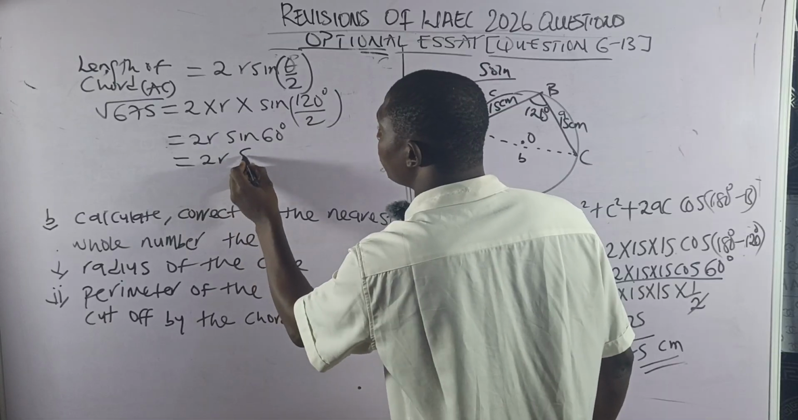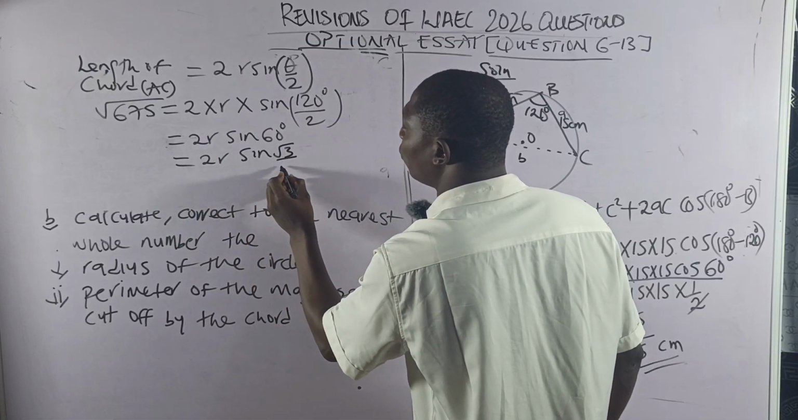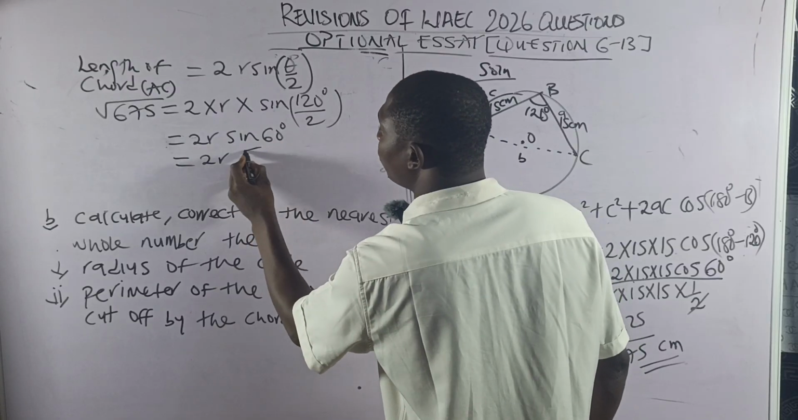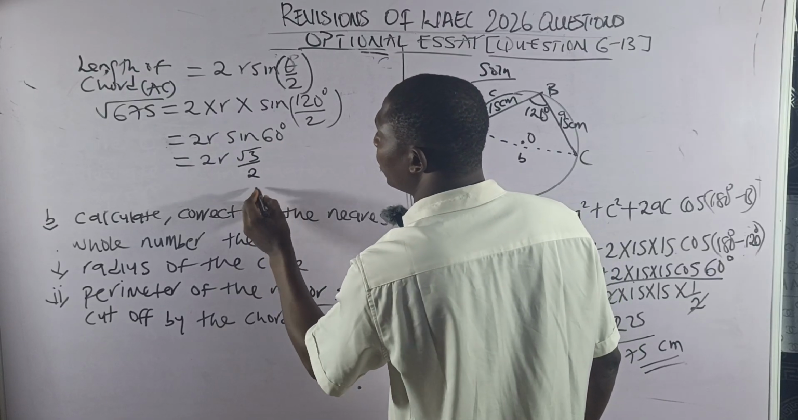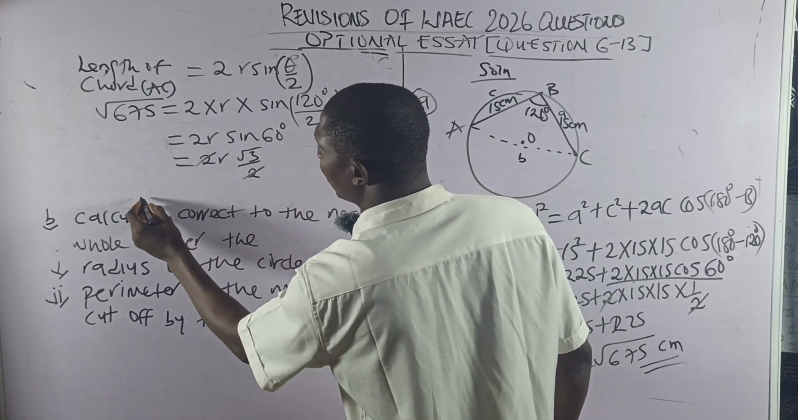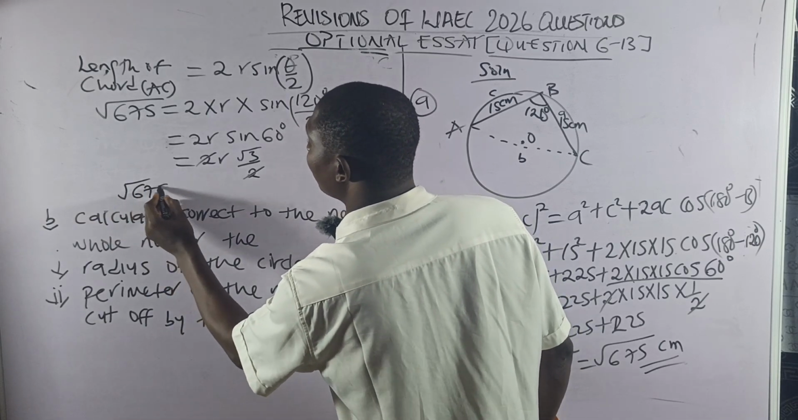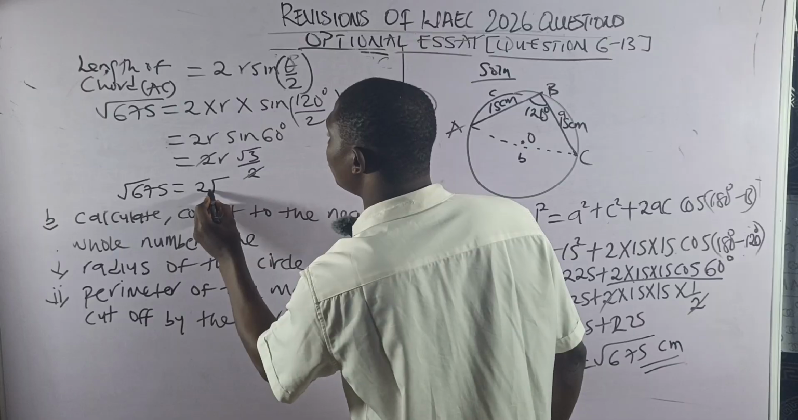But sine 60 is root 3 over 2. So I have 2r times root 3 all over 2, and the 2 can cancel 2. I'll therefore have root 675 equals 2 root 3... I mean, root 675 equals r root 3.